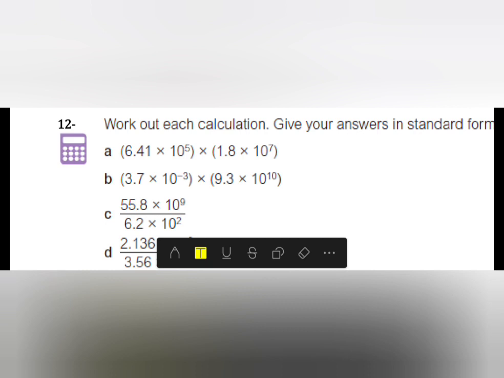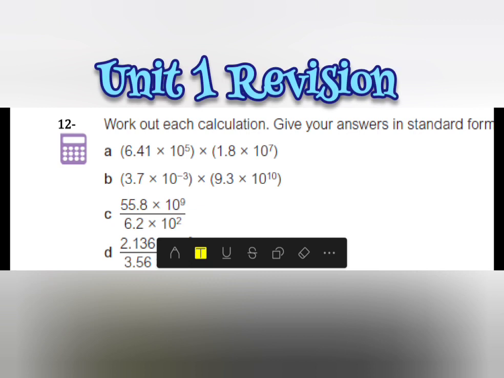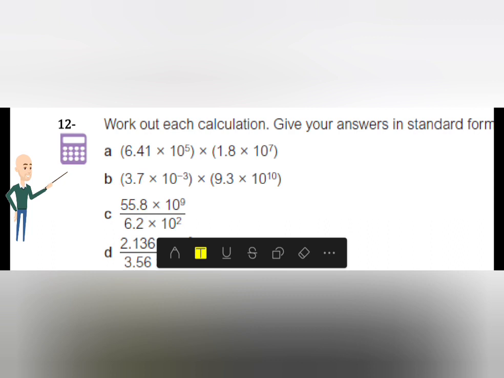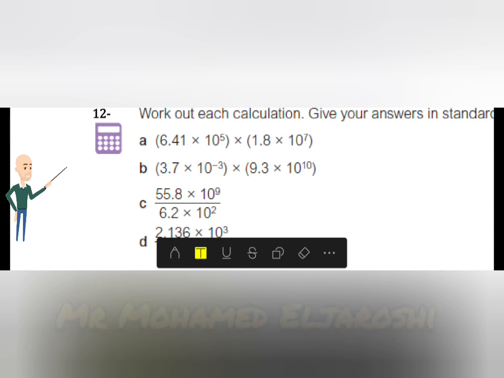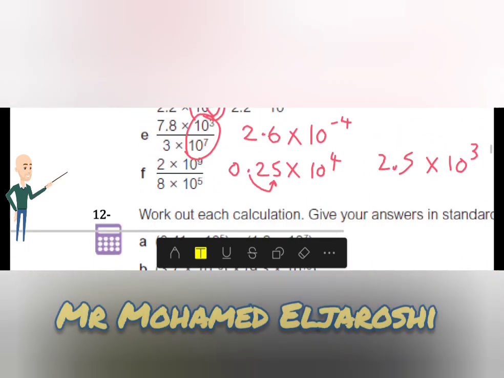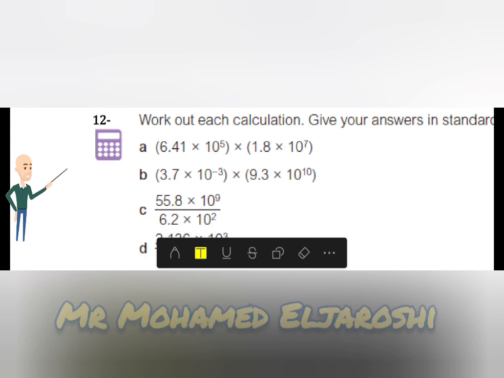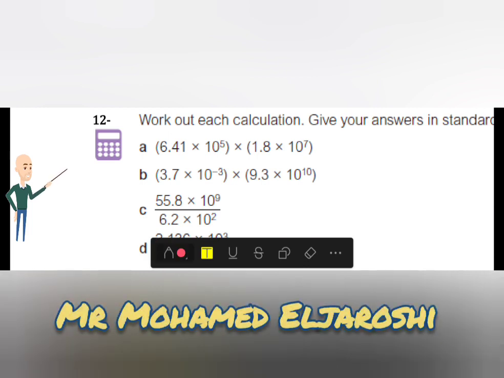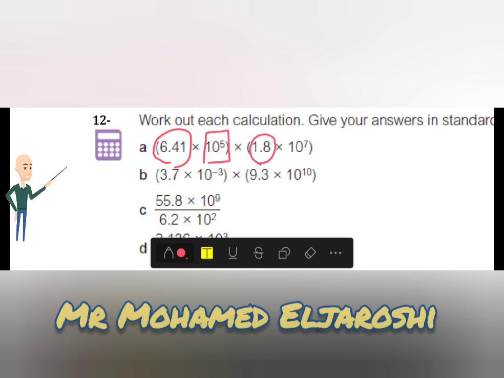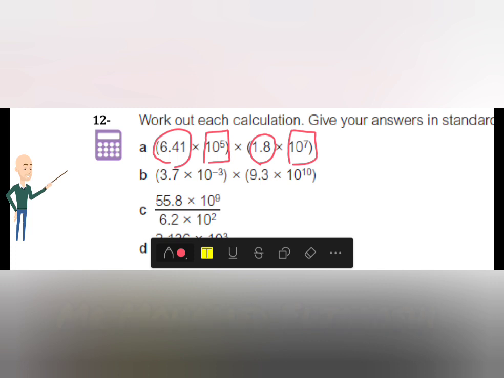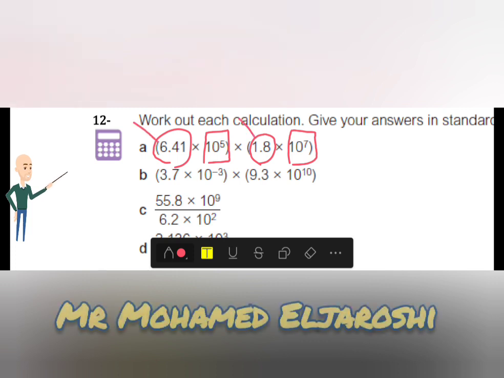In this video, we're gonna finish the rest of the videos in Unit 1 revision. Question 12. Work out each calculation, give your answers in standard form. Now, question 12 is the same as we did in question 11. Now, let's start doing it together. Same idea. Because we have multiply here, we're gonna do the same. Multiply these and give the answer, and then multiply the tens with the powers and give the 10 with the power. Now, I'm gonna use the calculator to multiply these first and write my answer.